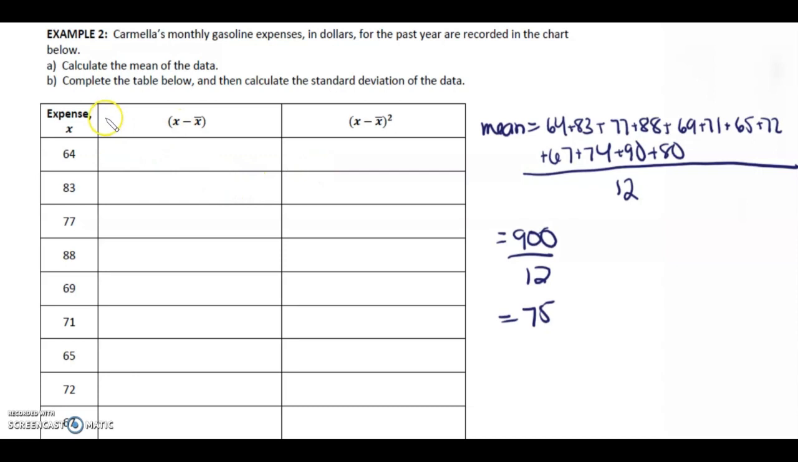So we have X as the expense and we have a list. What we first want to do is 64, which is our data point, minus the average, which is 75. When we do 64 minus 75 in our calculators, we get negative 11. You can just put this over here, we'll save some writing. And then we're going to square it, which is 121.